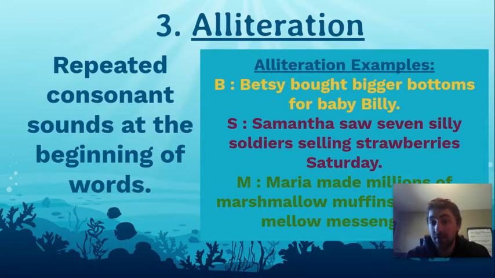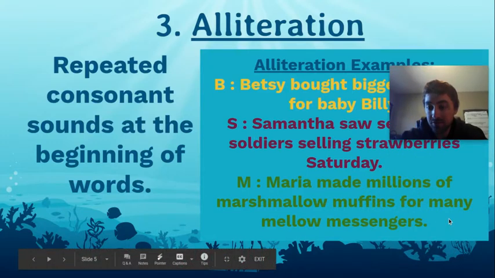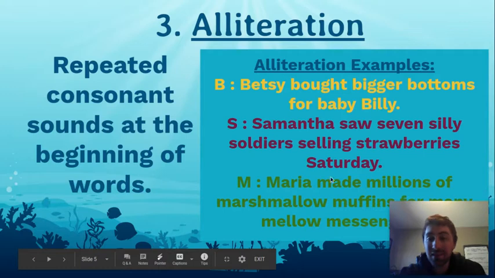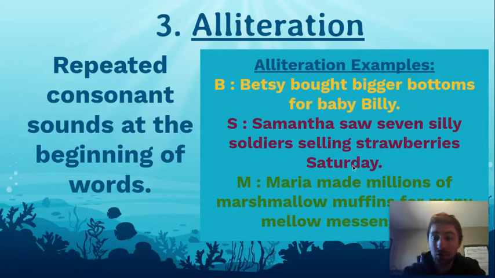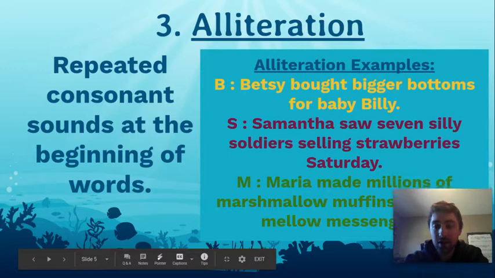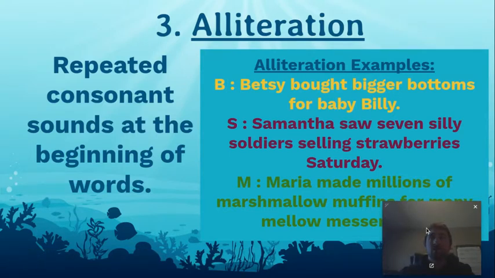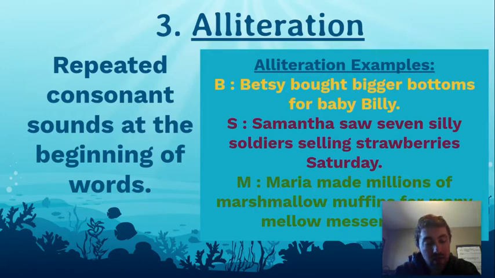So other examples that we have: Betsy bought bigger bottoms for baby Billy. Samantha saw 7 silly soldiers selling strawberries Saturday. And Maria made millions of marshmallow muffins for mellow messengers. So it doesn't need to be every word. You see for, you see of, for. You can have words in between that, but as long as there's that repetition in that same sentence, that is an example of alliteration, and it can help bring attention to a certain event or action in your story.